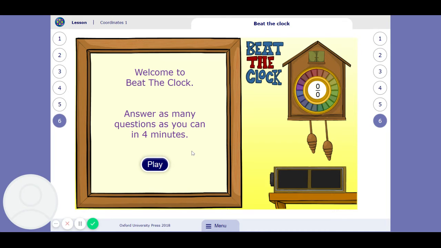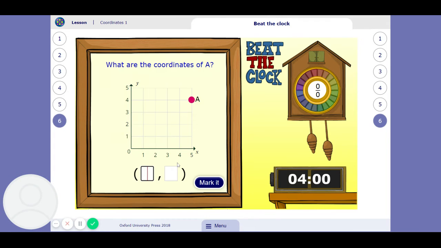All right, beat the clock. Answer as many questions as you can in 4 minutes. So, I'll have a quick run through of this, and I would really like it if you have a go at doing this and screenshot anytime you beat my score. Put it in the chat, and I'll be very impressed. Okay, so I've never played this before. I don't even know what the game is, but I'm going to try to beat the clock now. 4 minutes. Let's see what I do.